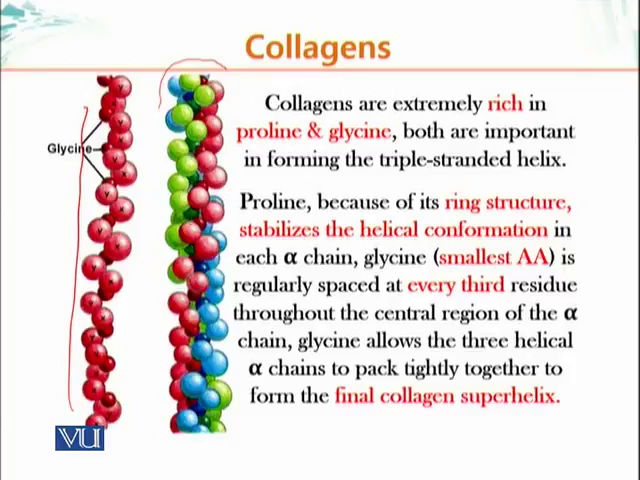The green balls basically represent one collagen molecule, the red another collagen molecule, and blue a different collagen molecule. So three of them are coming together to form this triple helix. Collagens are extremely rich in proline and glycine. Both are important in forming the triple helix. Proline is important because of its ring structure, and it stabilizes this molecule in a helical conformation.